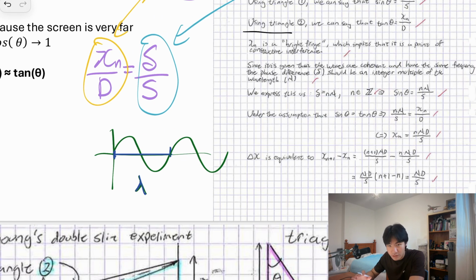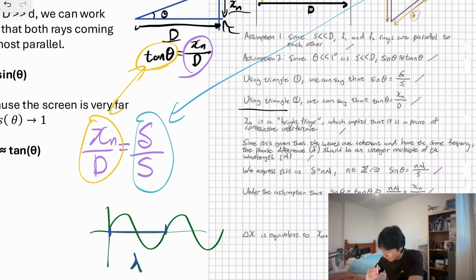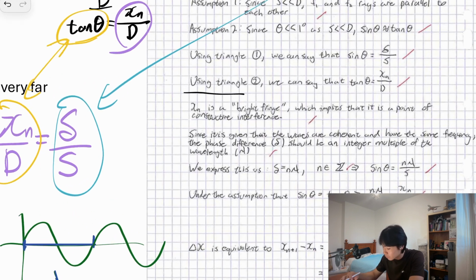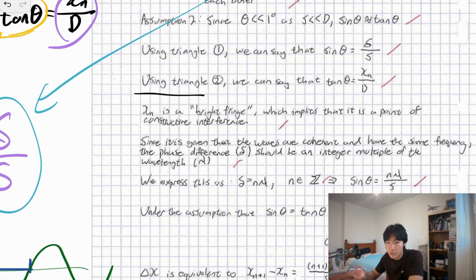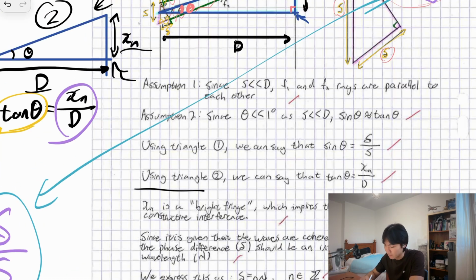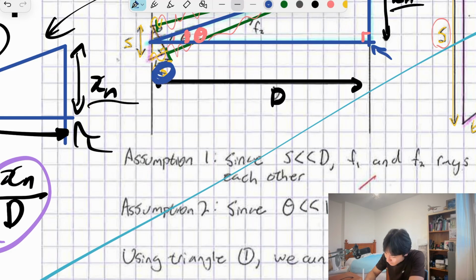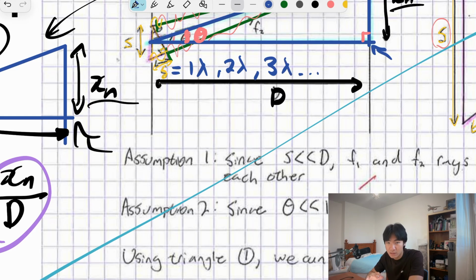What I'm trying to let you understand is that if the phase difference here is equal to a whole number multiple of the wavelength, let's say 1 wavelength, 2 wavelengths, 3 wavelengths, it means that these zones are going to be constructive interference.